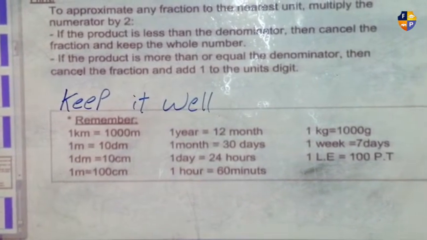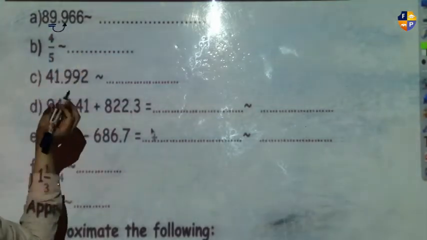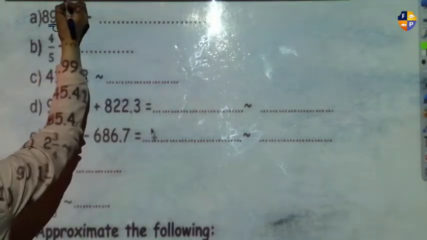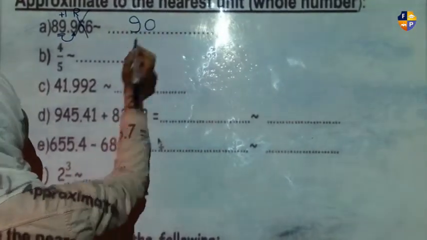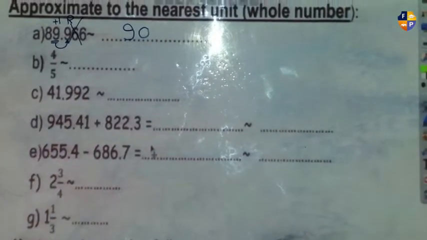And now turn the page to solve the first exercise. Exercise number 1. Approximate to the nearest unit or to the nearest whole number. Underline the digit in units and look at the digit before units, in the tenths place. So 9 is rich. So I will remove the decimal part and add 1 to units and keep the other digits as they are. So 89.966 will be 90. 9 plus 1 equals 10, 0 carry 1. 1 plus 8 equals 9.